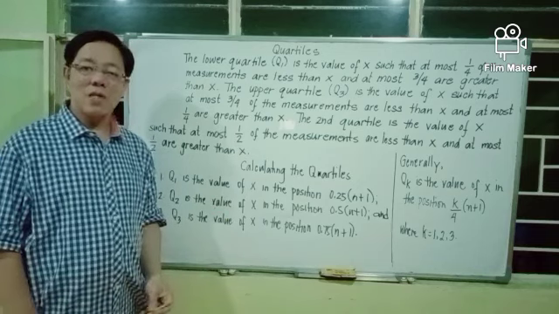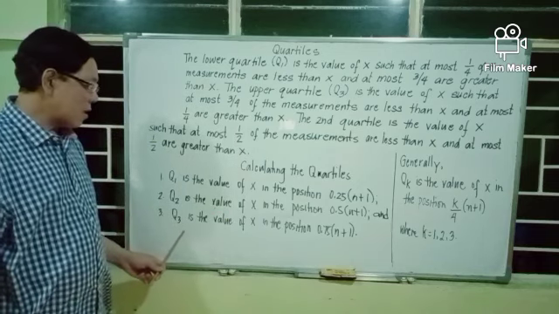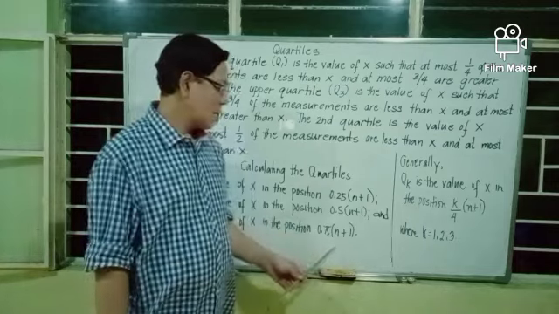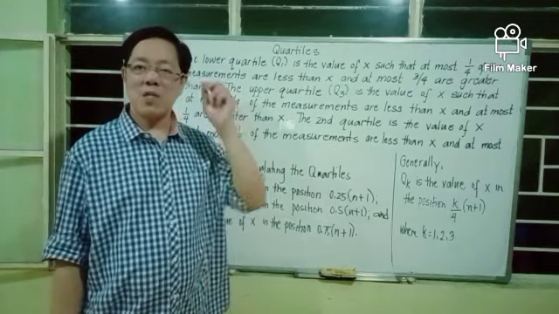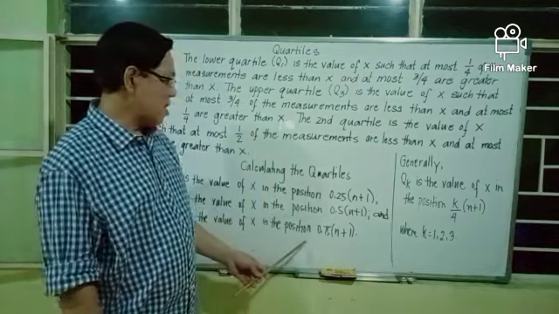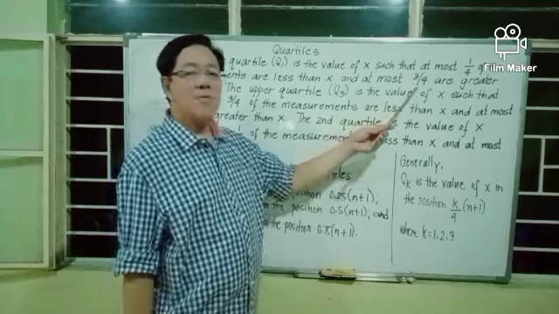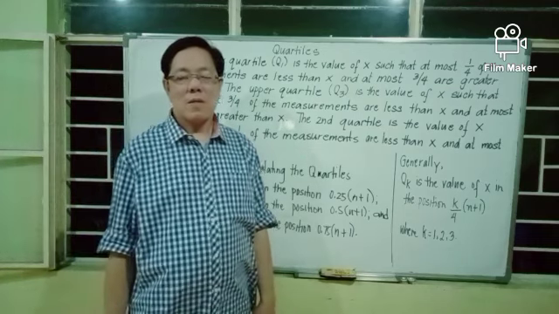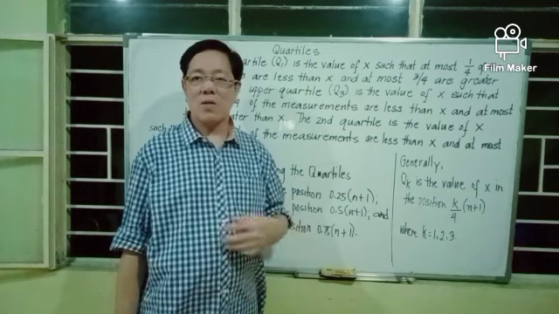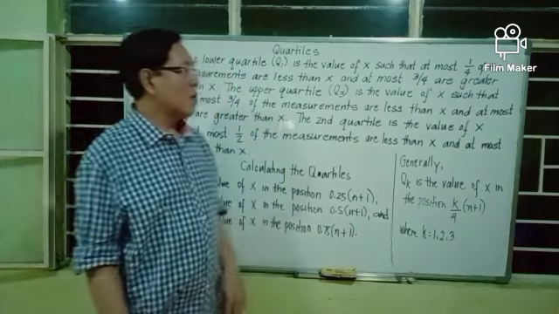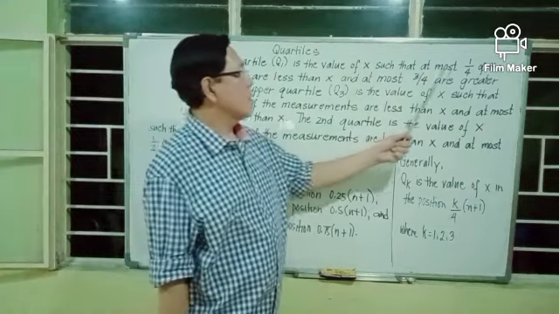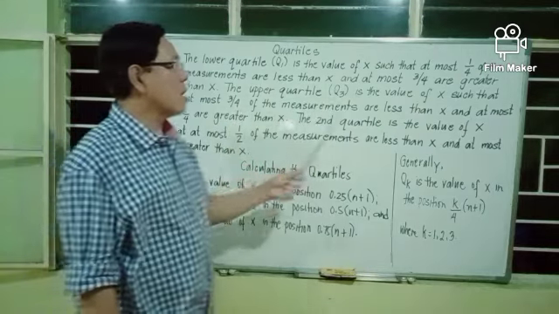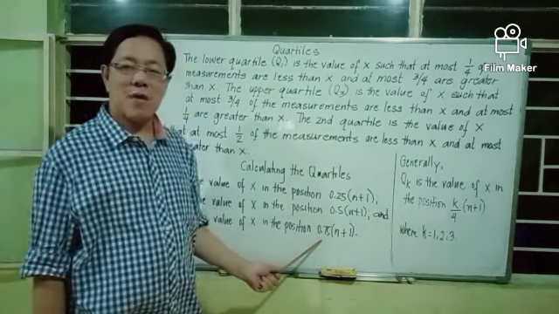The location of the third quartile is the value of x in the position 0.75 times n plus 1, where n again is the number of values or measurements given, and 0.75 is equal to 3/4, because we know that 3/4 or 0.75 or 75% of the set of values or measurements are less than or below the third quartile. 3/4 of the measurements are less than. That's why we have 0.75 here.